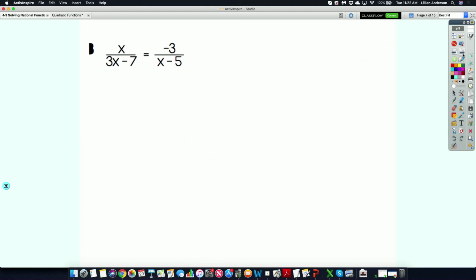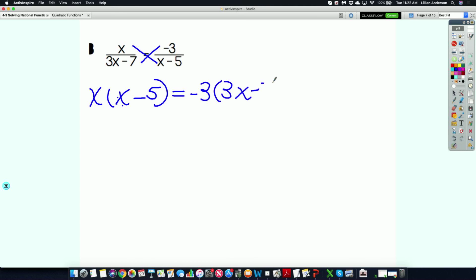So let's do this one. Again, you cross multiply. So that's x times x minus 5 equals negative 3 times 3 minus 7. Again, you distribute: x times x, negative 5 times x, negative 3 times 3x, negative 3 times negative 7.